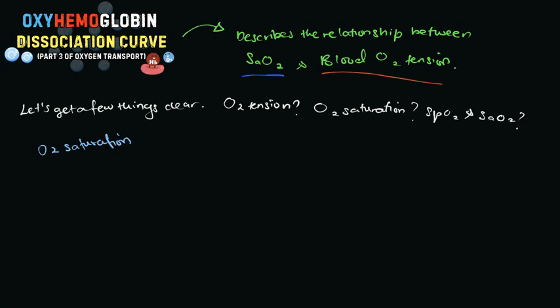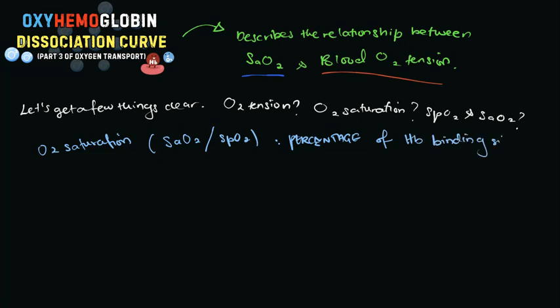Then what about oxygen saturation? We can either use SaO2 or SpO2. We'll get into the details later. It refers to the percentage of hemoglobin binding sites that are occupied by oxygen. So that is it, right? How many of the binding sites of hemoglobin are being bound by oxygen? The saturation refers to that.